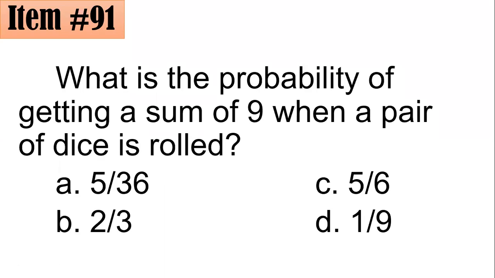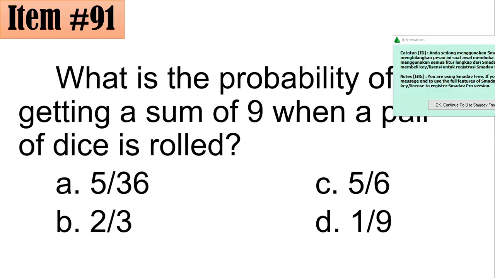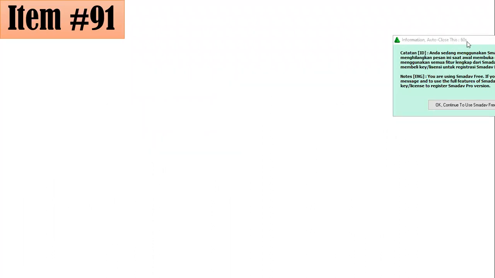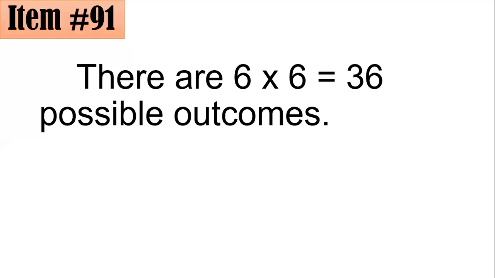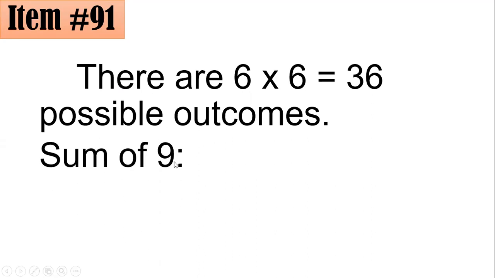Well, let us remember that if we roll two dice, by the fundamental counting principle, the first die has 6 outcomes. The second die has another 6 outcomes also. With that, there are 6 times 6 or 36 possible outcomes all in all. And we have to note how many outcomes would give us a sum of 9.